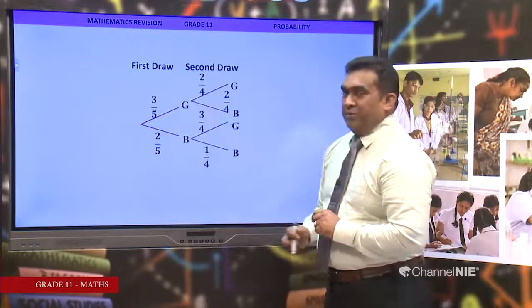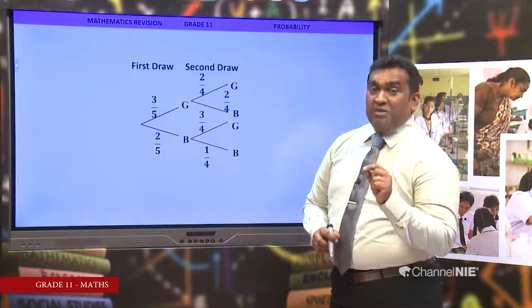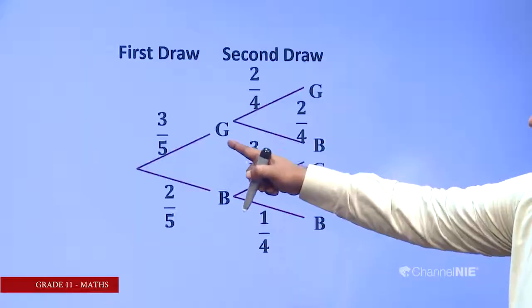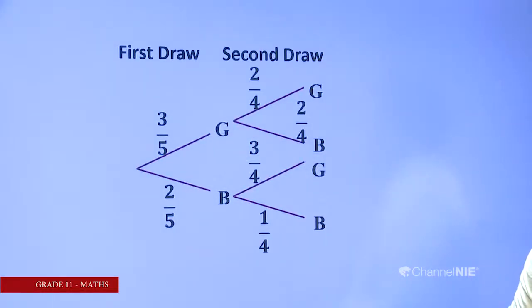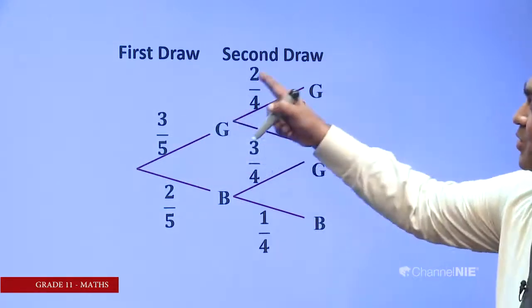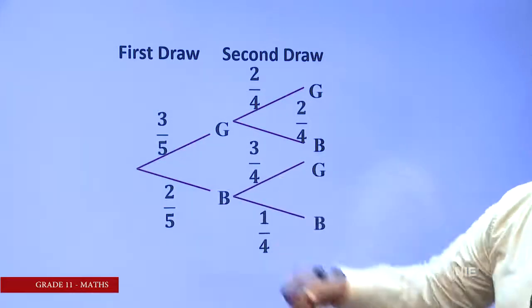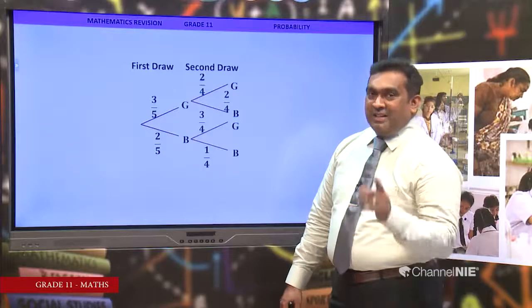3 over 5 without replacing. Without replacing, it means in first row you have 3. In second row 3 minus 1, 2. What will happen to total number of bulbs? 5 minus 1 also there. Therefore, 2 over 4. Right. We will see.